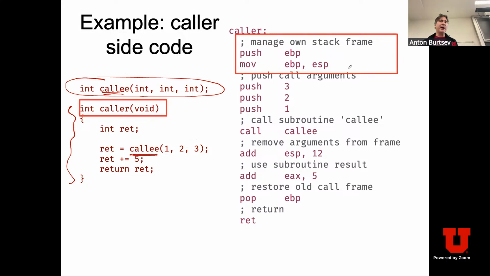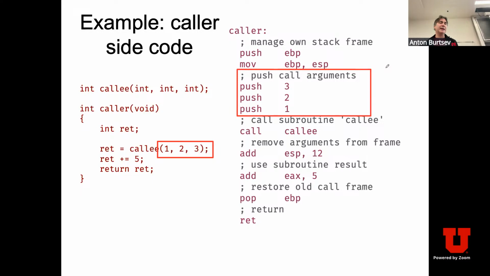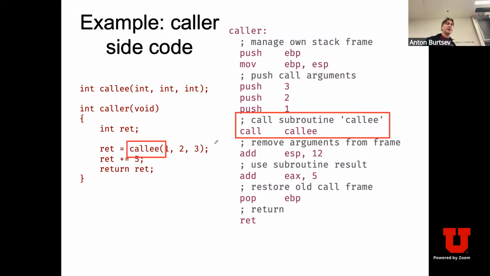But what the compiler is doing is it says, okay, look, we'll save and maintain our own stack frame correctly. Then we use 3 push instructions to push those arguments, 1, 2, and 3, on the stack. Then we use the call instruction to call the subroutine callee. Callee returns, and we assign plus 5 to the return value.